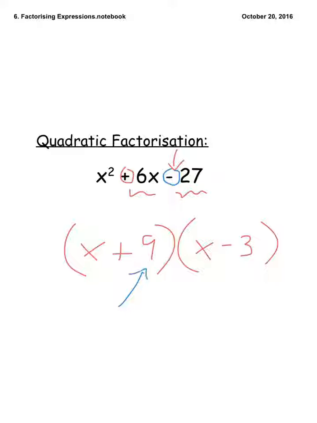Make sure you put the 9 in the right place. Remember that second sign here told us that the bigger thing was positive. So the 9 had to go next to the plus sign and the 3 had to go next to the negative sign.